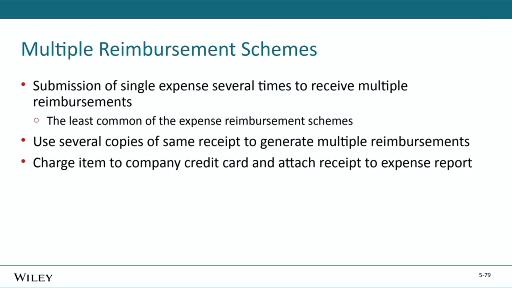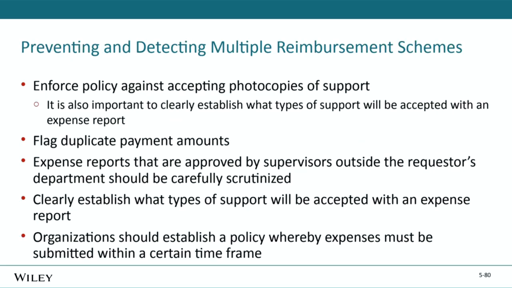How do you prevent that? Enforce policies against accepting photocopies of support, because I'd have to send receipts to both the federal government and to the university. And by the way, that would be the dumbest thing because that would be a federal offense, right? Don't want to do that. So I'd have to send one of them a photocopy. So I have a policy against photocopies. Boom, that takes care of that.